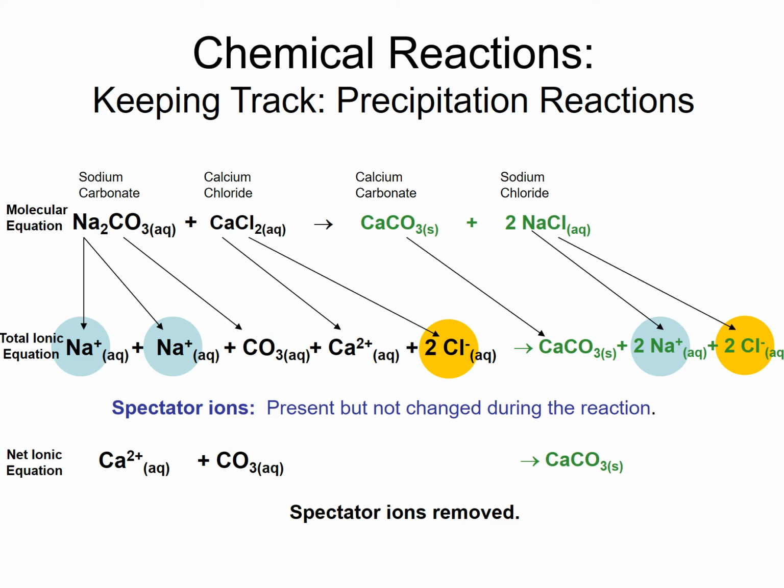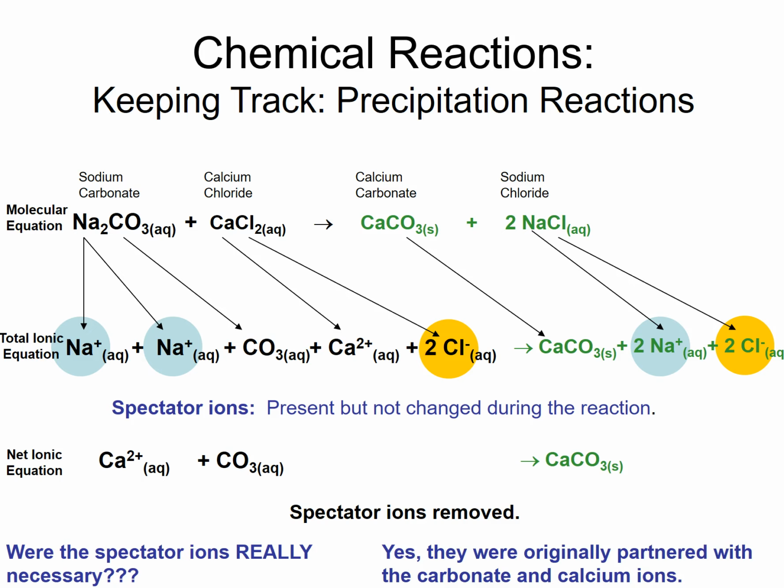Now you may wonder then, with all this talk about spectator ions and the fact that we didn't include them in the net ionic equation, were they really necessary? Were the sodium ions and the chloride ions really necessary for this chemistry to go on? And the answer is yes. Whenever we deliver an ion to solution, be it a cation or an anion, we need to deliver it with its partner, its oppositely charged species.